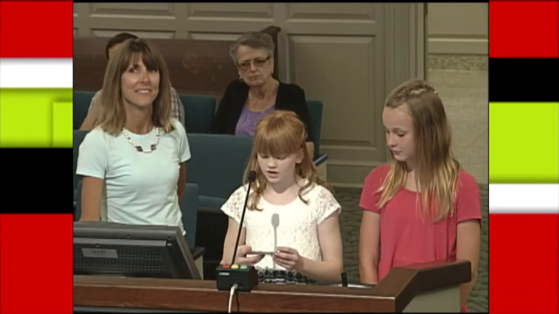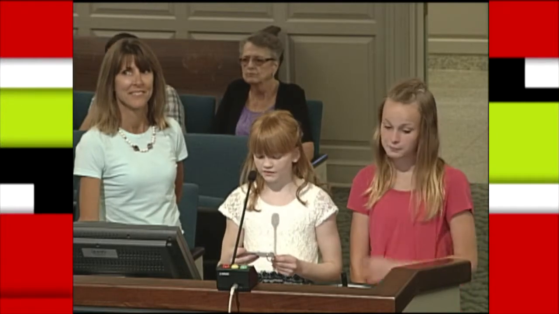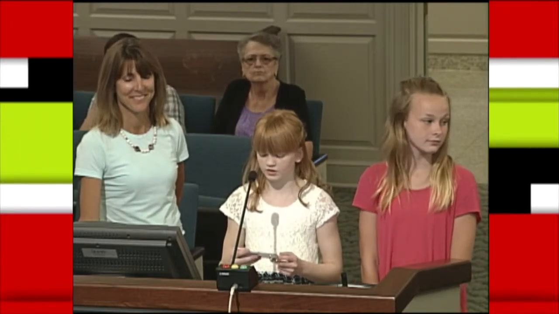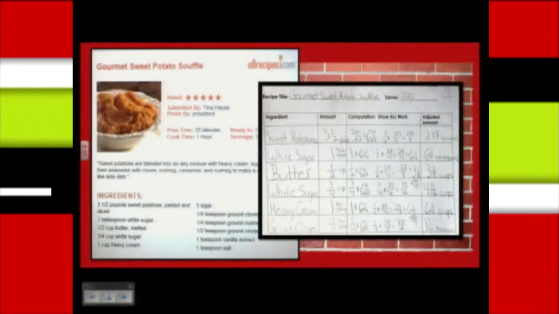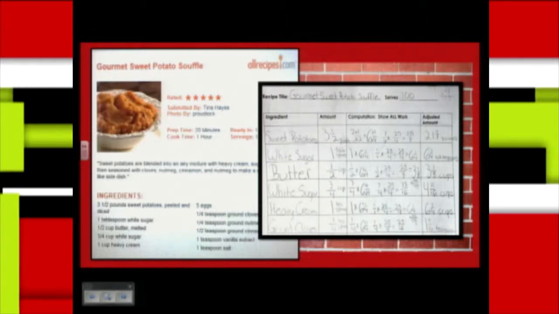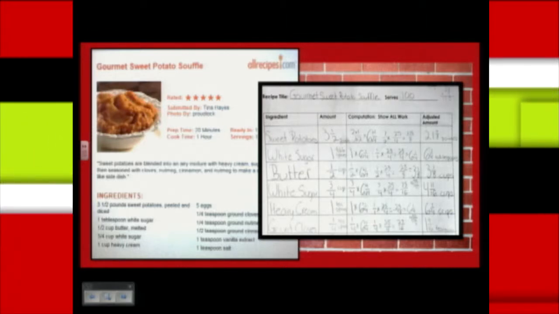Here's an example of a recipe, and here's how to multiply the fractions to get an appropriate amount of ingredients to feed 100 people. Sweet potatoes. The amount for one dish is 3 1/2 pounds. Then you have to times it by 6 1/4 to make it feed 100 people.